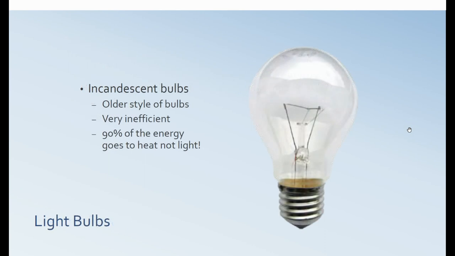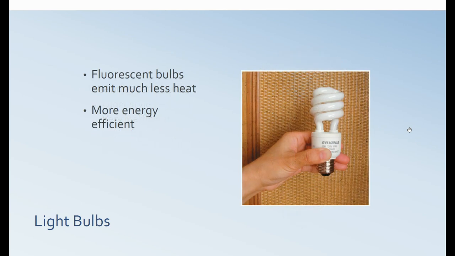A few years ago, most light bulbs were incandescent bulbs. It's an older style of light bulbs, and it was really inefficient. About 90% of the electrical energy that went to that bulb was converted not to light, but to heat. And if you've ever had to change one of the old style bulbs, you know they got really, really hot. Nowadays, we're using things like fluorescent bulbs that emit much less heat, so they're much more energy efficient. We get much more light for the same amount of electrical energy.